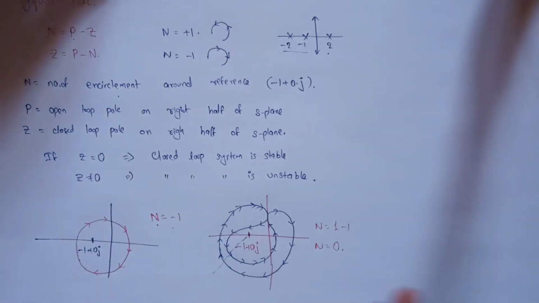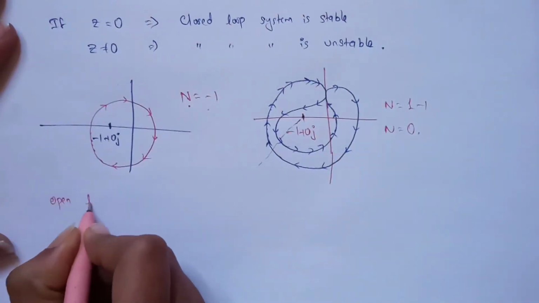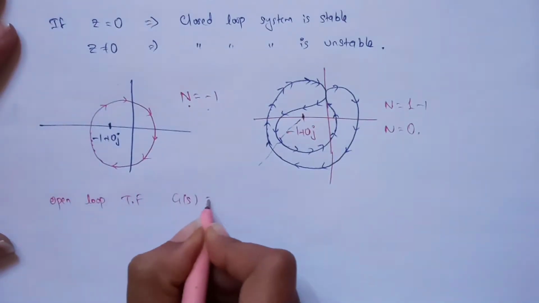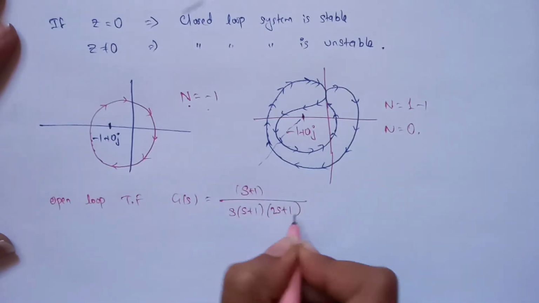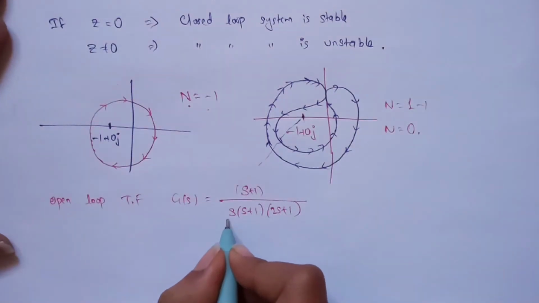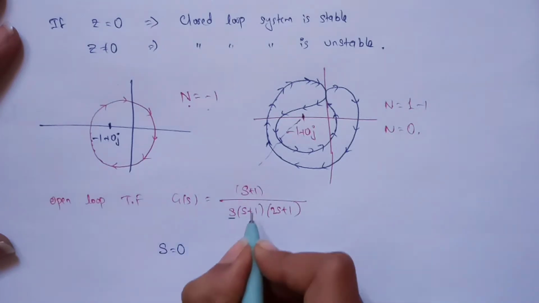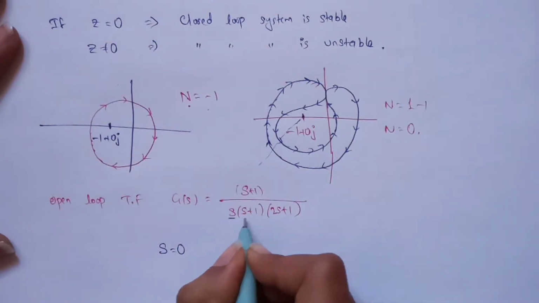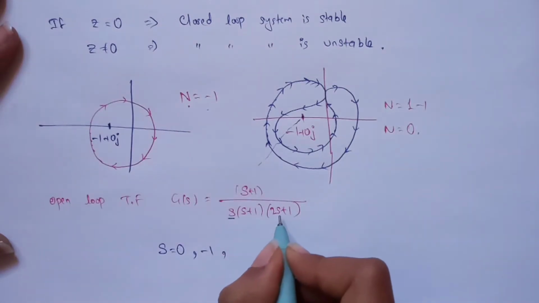Now let's come to poles and zeros. I think you might know about this, but even if you don't, I'll explain it. Let's consider an open loop transfer function G(s) = (s+1) / (s(s+1)(2s+1)). Here poles are the values which make the denominator equal to 0. If we put s equal to 0, the denominator becomes 0. If we put s equal to -1, the factor s+1 becomes 0 and the overall denominator becomes 0. Also s equal to -1/2 can be used.